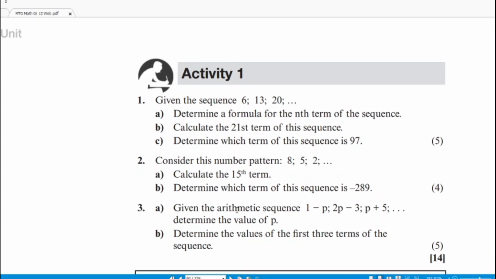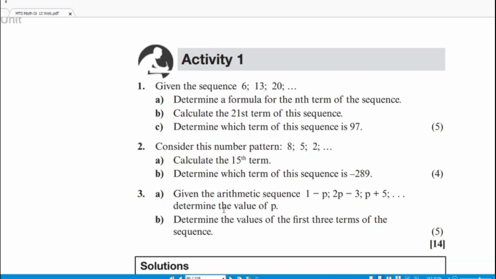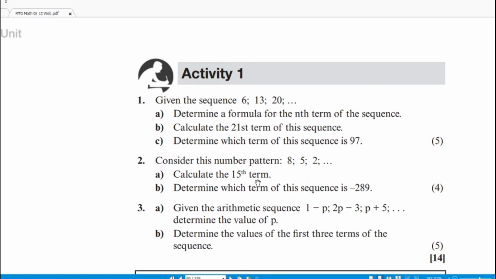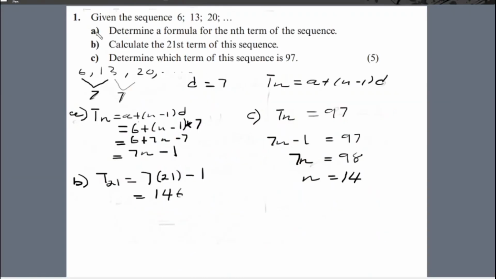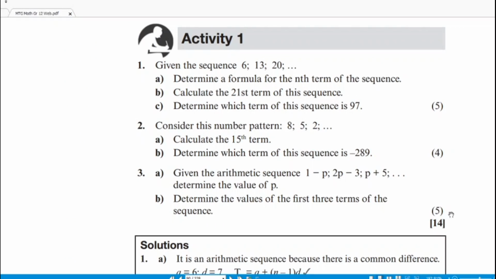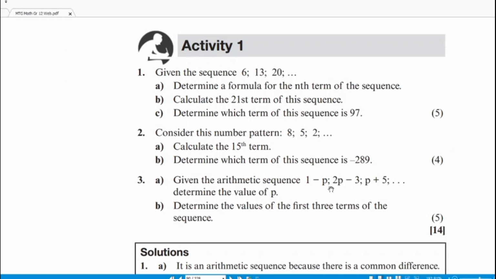Okay, let's do one last one. I think it's question 3, because question 2 is similar to the other ones. So let us create space for question 3. Let's look at question 3. Given the arithmetic sequence 1 minus p, 2p minus 3, p plus 5, determine the value of p.